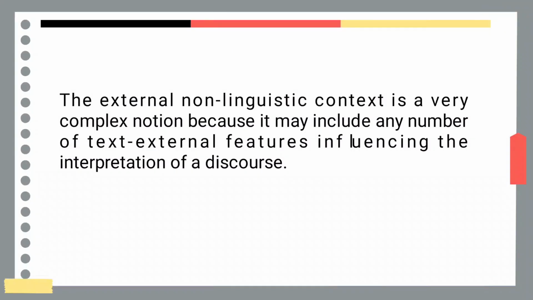The external non-linguistic context is a very complex notion because it may include any number of text external features influencing the interpretation of a discourse. So the external non-linguistic context is complicated in decoding the meanings of a text because there are a lot of external factors you have to consider why a particular text emerged to that meaning. Hence, a text can be attributed to various interpretations depending on which factors or point of view you applied in the decoding process.